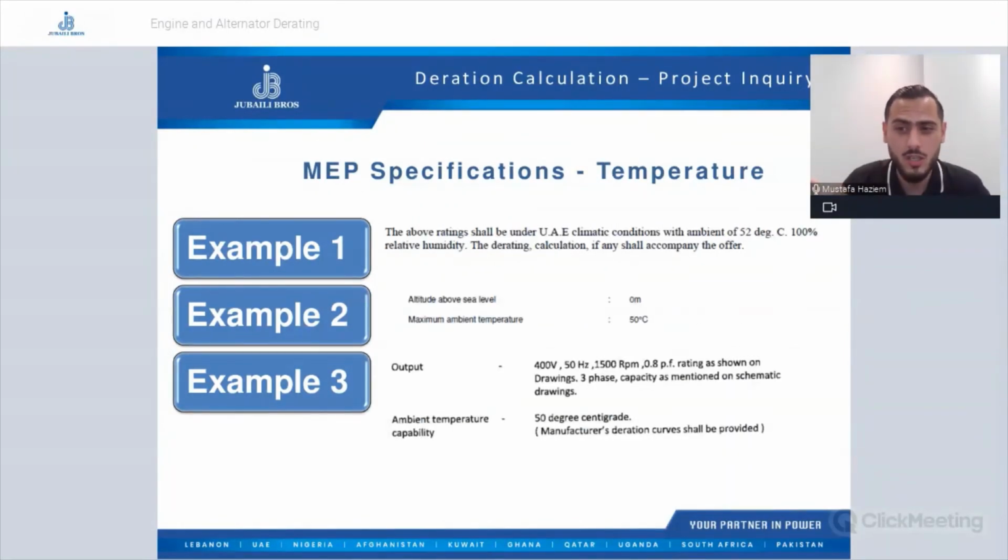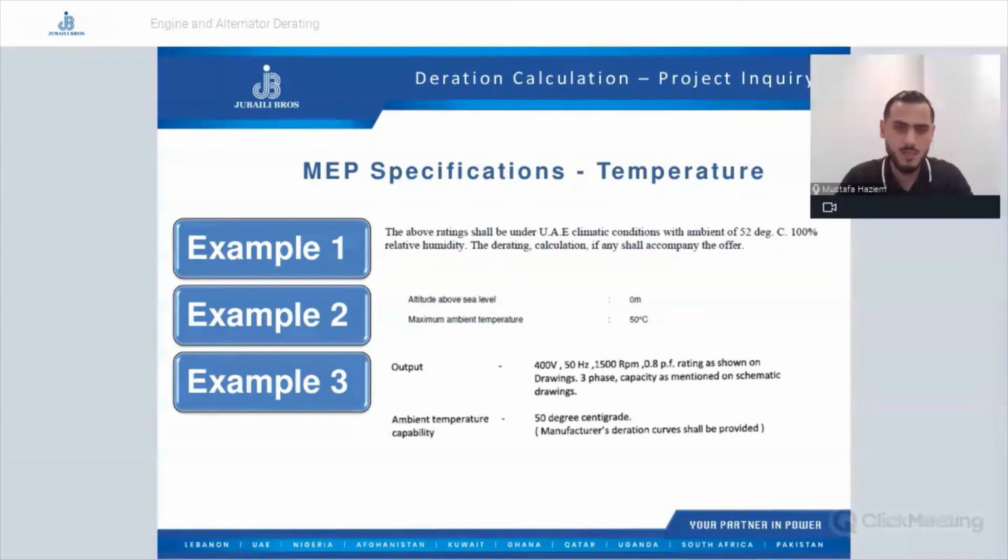Now, the second thing that we always check from the specifications. We are familiar with UAE specs, so we always look at temperature, because in the UAE the altitude is always at sea level. But let's talk about two things that we also check from the specifications: temperature and altitude.